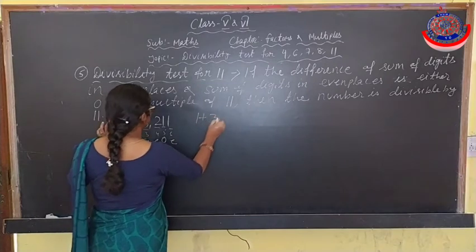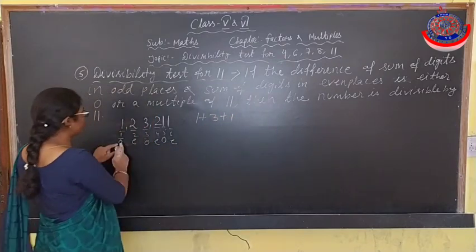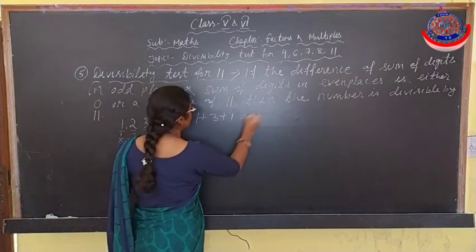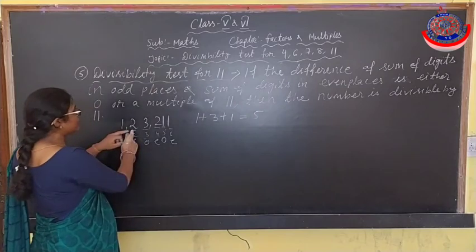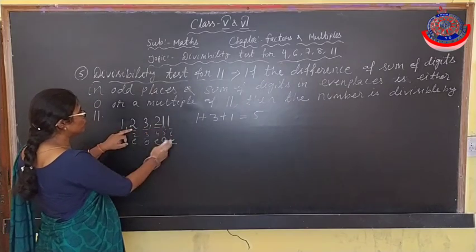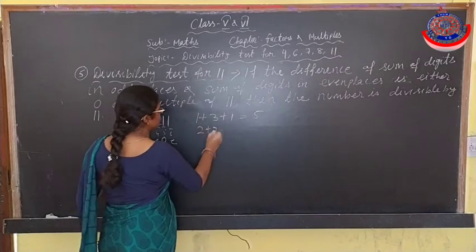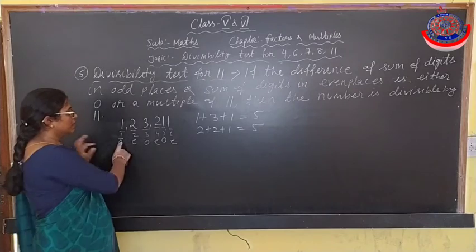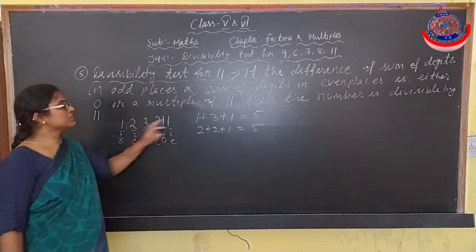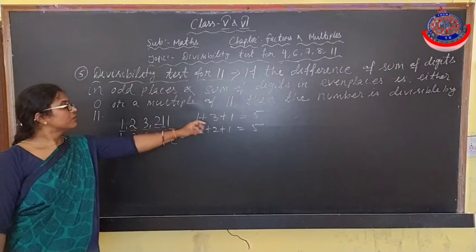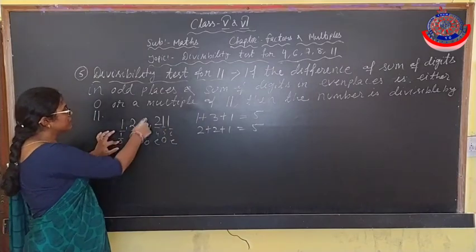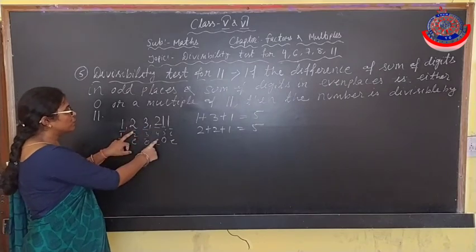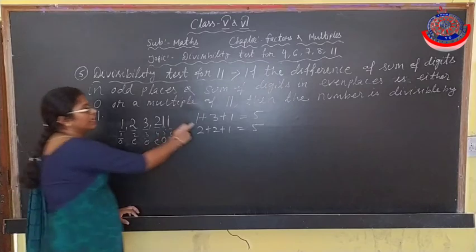Which digits are there in odd places? 1, 3, 1. 1 plus 3 plus 1, that is 5. Now we will check for even places: 2, 2, 1. 2 plus 2 plus 1, that is also 5. Here we have checked the sum in odd places. Which numbers are there in odd places? 1, 3, 1. Which are there in even places? 2, 2, 1. And both sums are 5.